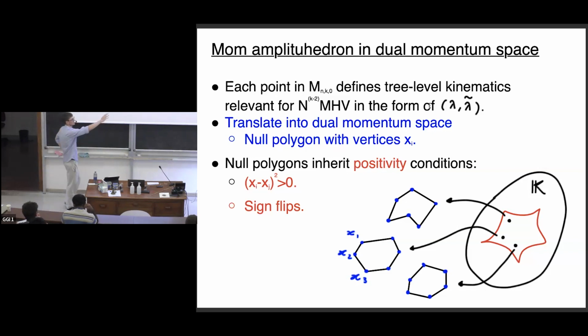Since we're in a very nice positive subregion of the kinematic space, these null polygons you get aren't any old null polygon, but they inherit some of the positivity constraints from the definition of the momentum amplituhedron. In particular, each vertex of the null polygon is positively separated from every other vertex. And again, there's some sign flip conditions on distances in dual momentum space, which isn't going to be important to the story.